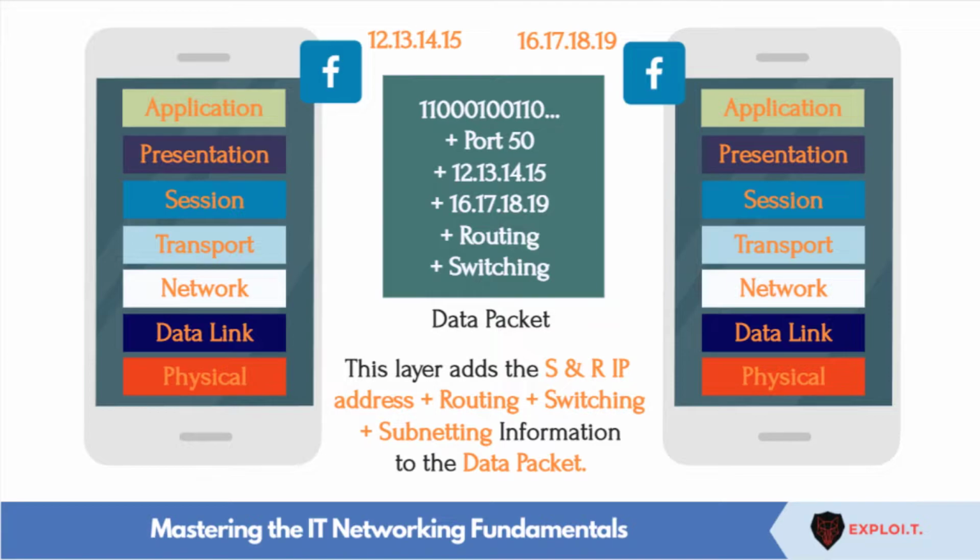Apart from that, everything that is relating to routing and subnetting is added in this layer, and the switching protocol and the types of switching that have to be followed by the packet are also added in this layer. So this network layer adds the IP addresses, that is the sender's and the receiver's IP addresses, along with the routing, switching and subnetting information.